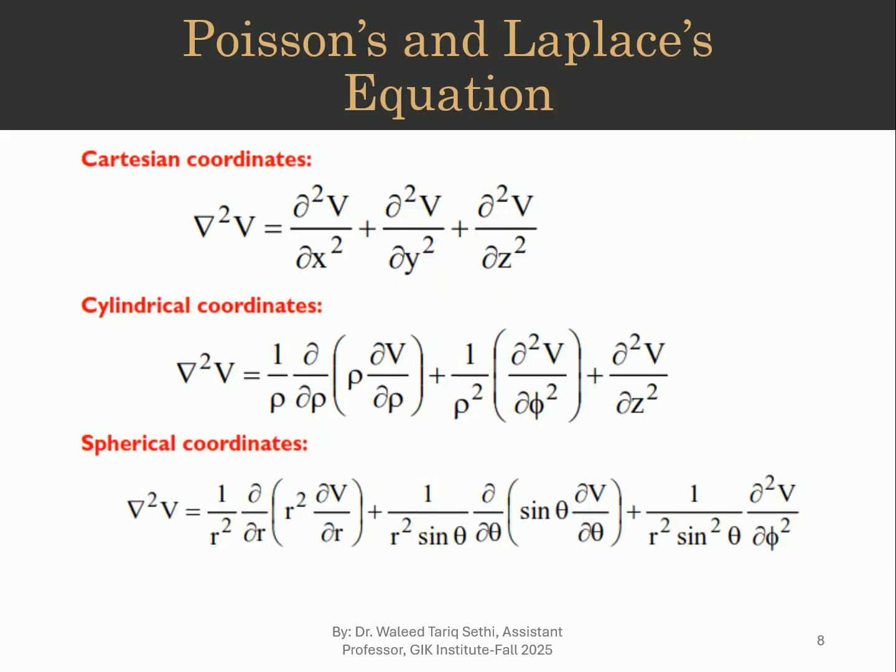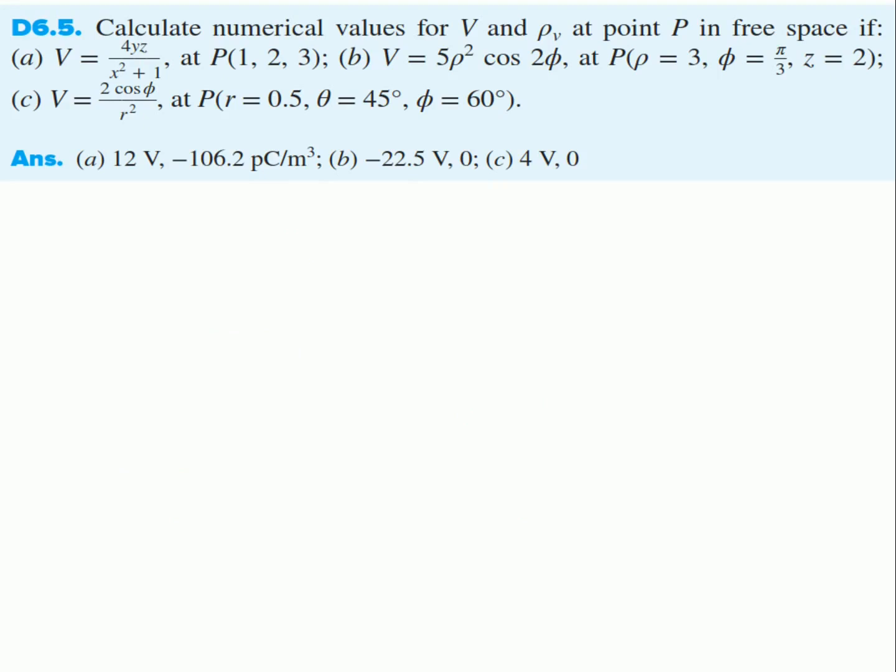Important parameters to find del square V in the Cartesian, cylindrical and spherical coordinate systems are shown, which we are going to look into in our analysis with an example. So now let us look at an example and figure out how to find the del square V operators in the coordinate systems given. In this problem we have been asked to find the value of potential and volume charge distribution rho V at point P in free space.